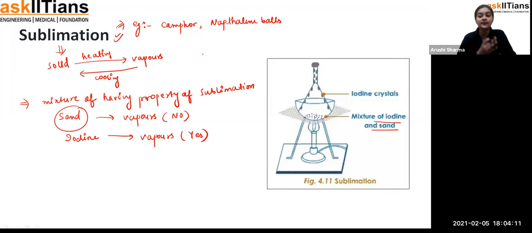For example, evaporation requires a mixture of one volatile and one non-volatile substance, and sublimation requires that one substance should have the property of sublimation. Exactly. So that's how, student, we just have to think about the property of the technique, what type of mixture they require, so that we can separate them out.